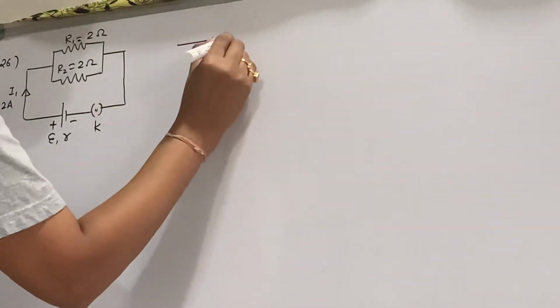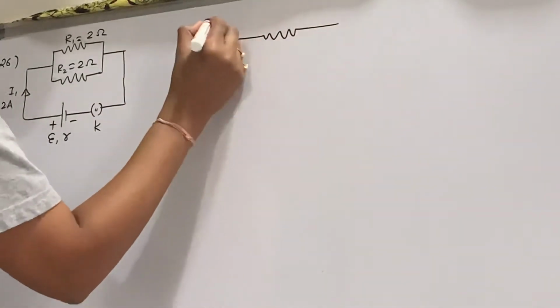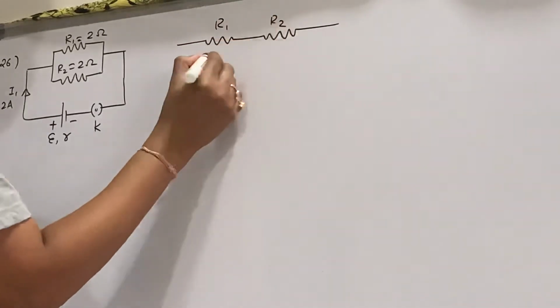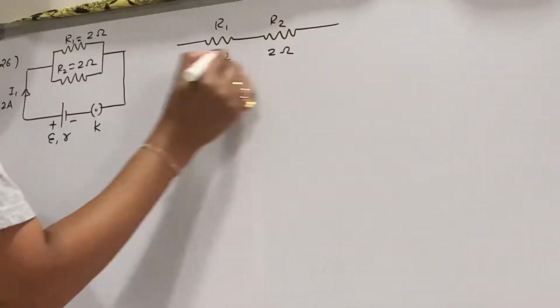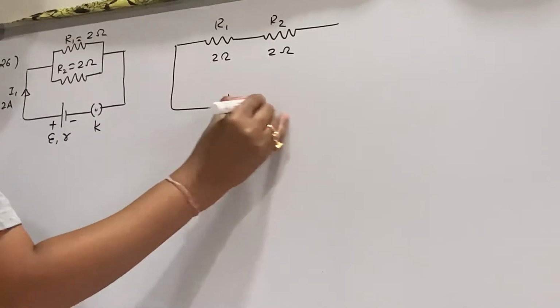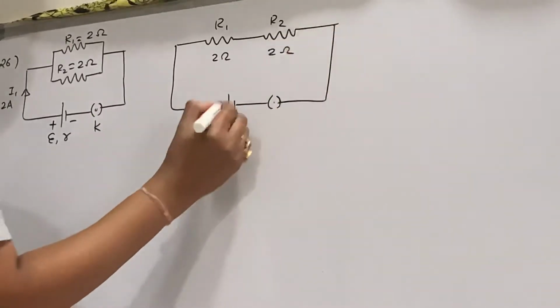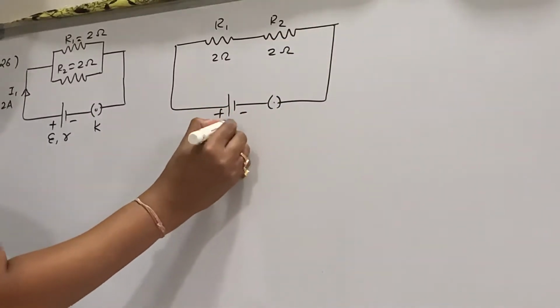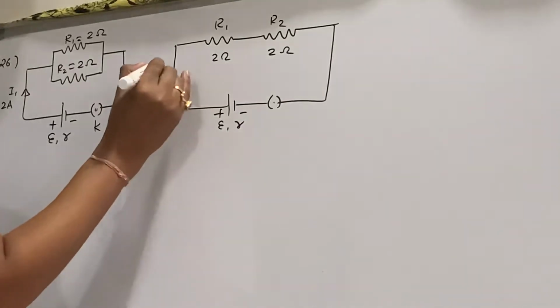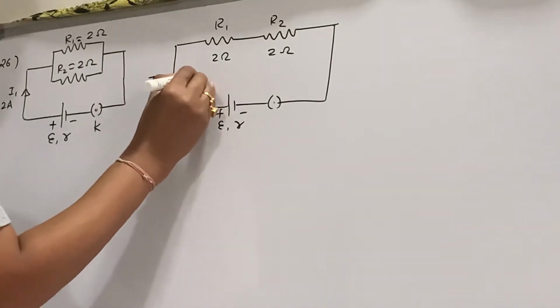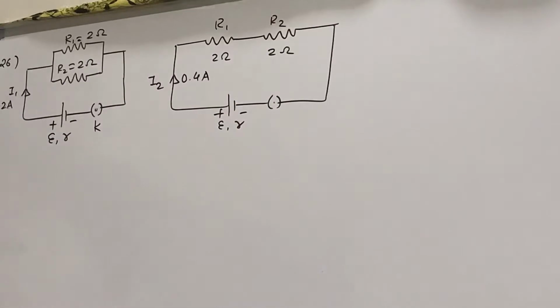In the second case, R1, R2, each of 2 ohm. Same cell, key as it is, plus minus EMF and r. Current is different because the pattern is different, 0.4 ampere. Check this part. Look at what is given now.